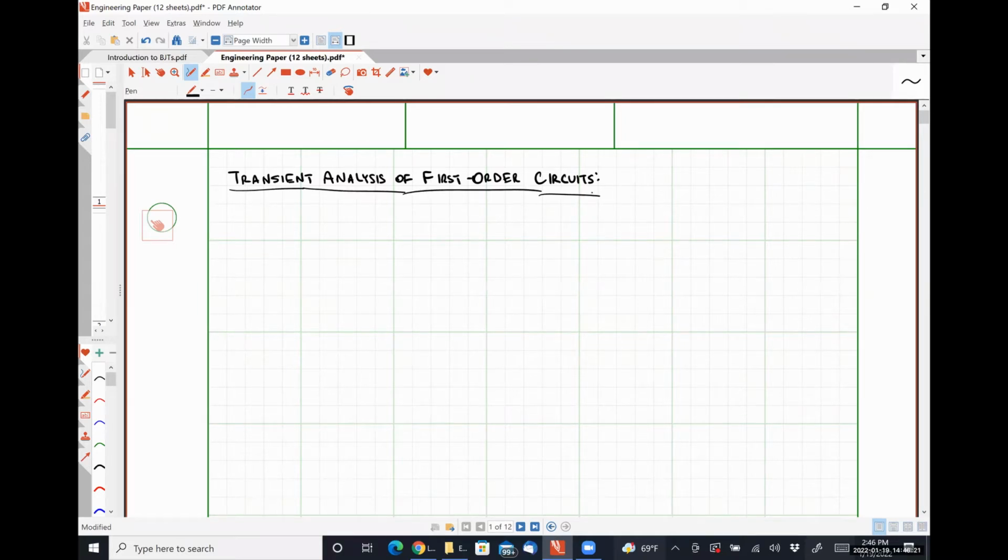So let's say that we have the following circuit, where we have some current source IS in parallel with some source resistance RS. And then we have a switch. And our switch is going to be closed and it will open at time t is equal to 0.